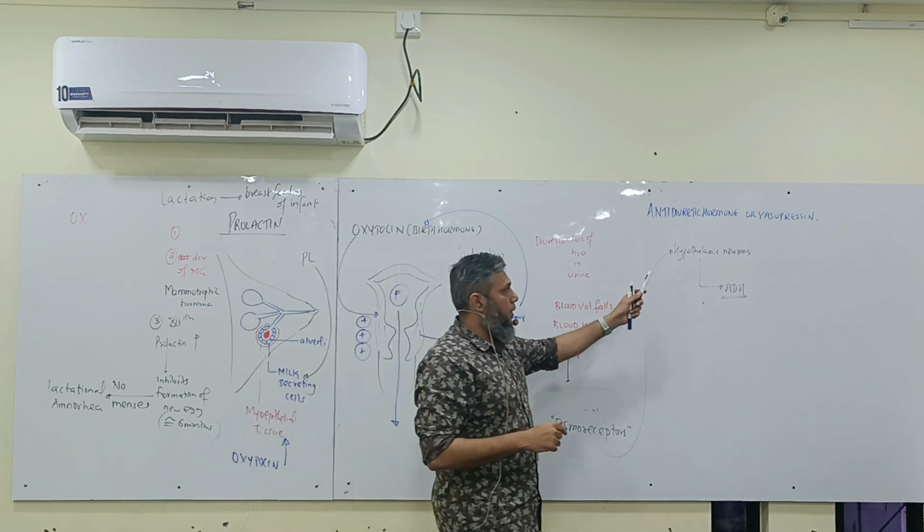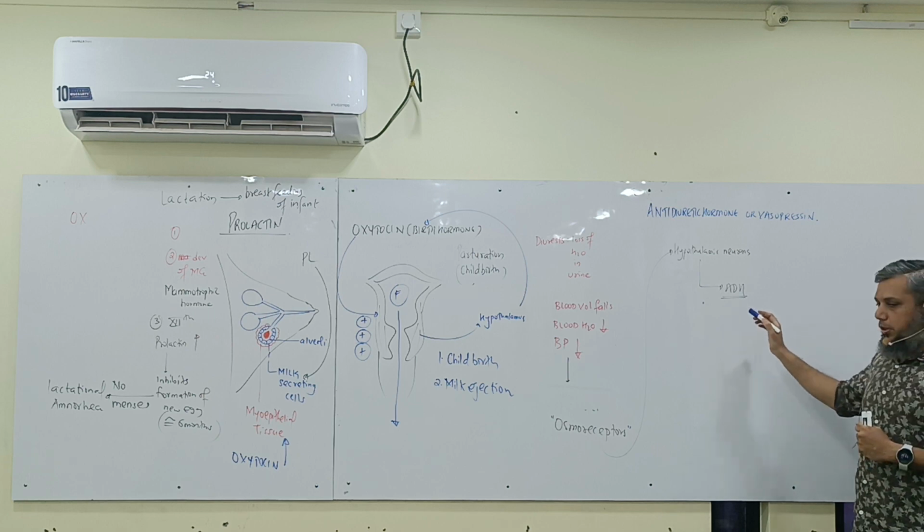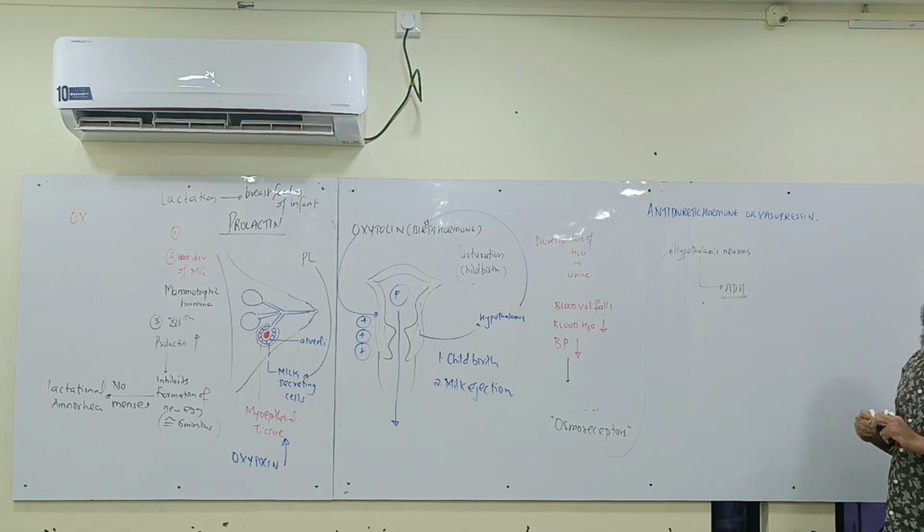Immediately they send signals to whom? Hypothalamic neurons, which start the production of ADH.